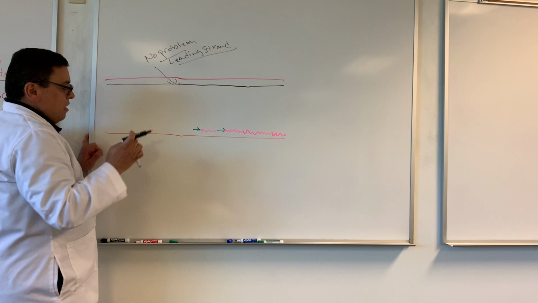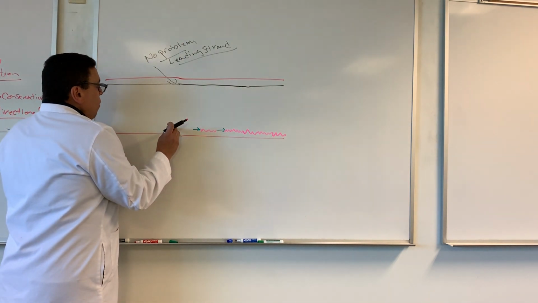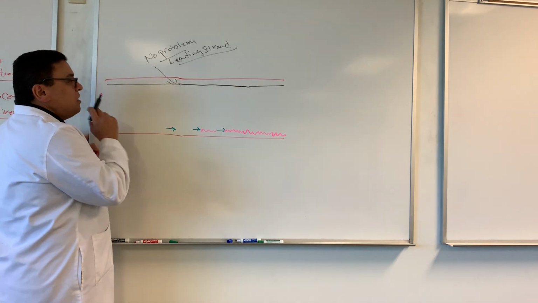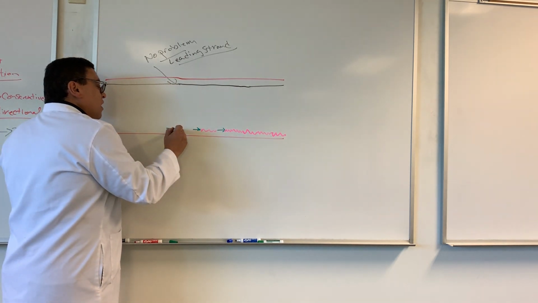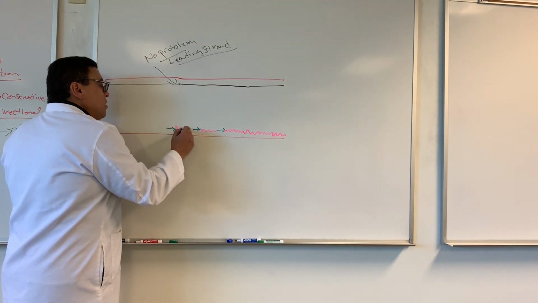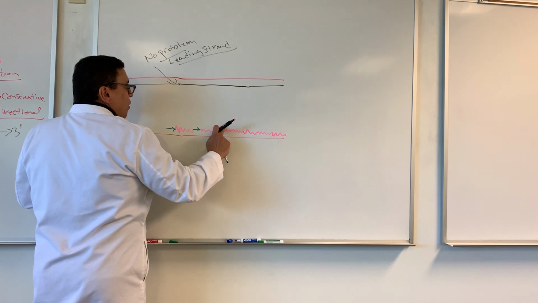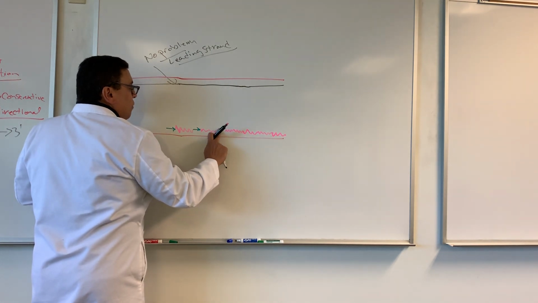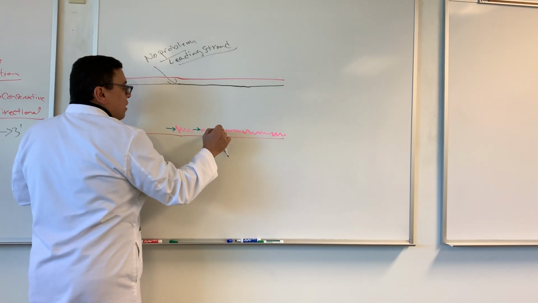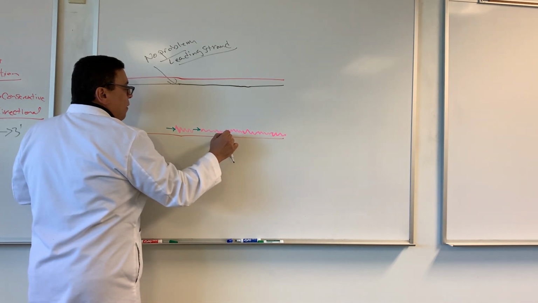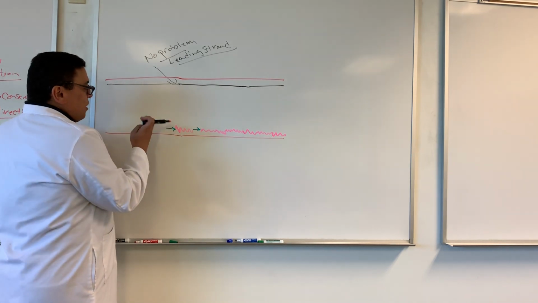Let's do it again. Who lays down the primer? Primase. Listen to the question. Who makes the DNA? DNA polymerase 3. Who removes the primer? DNA polymerase 1. Replaces it with what? DNA. Seals the gap? Ligase. You see how we're doing it? So it just keeps repeating.